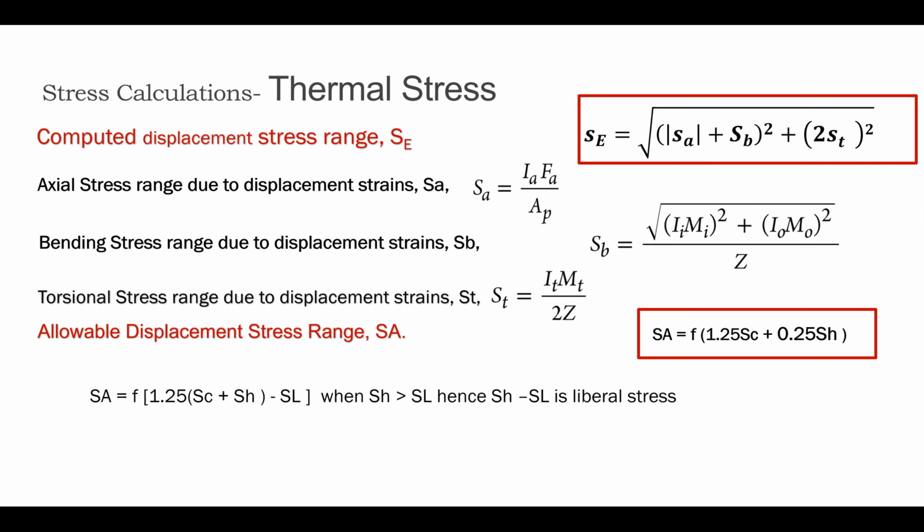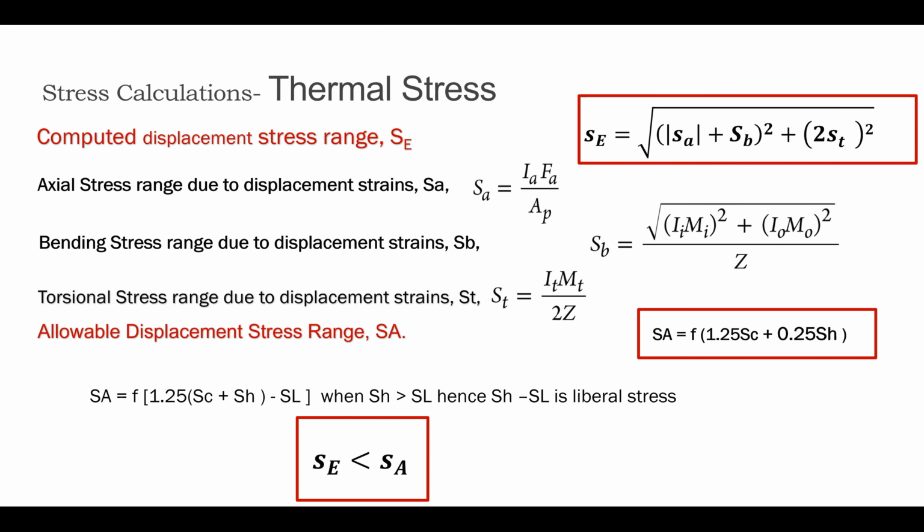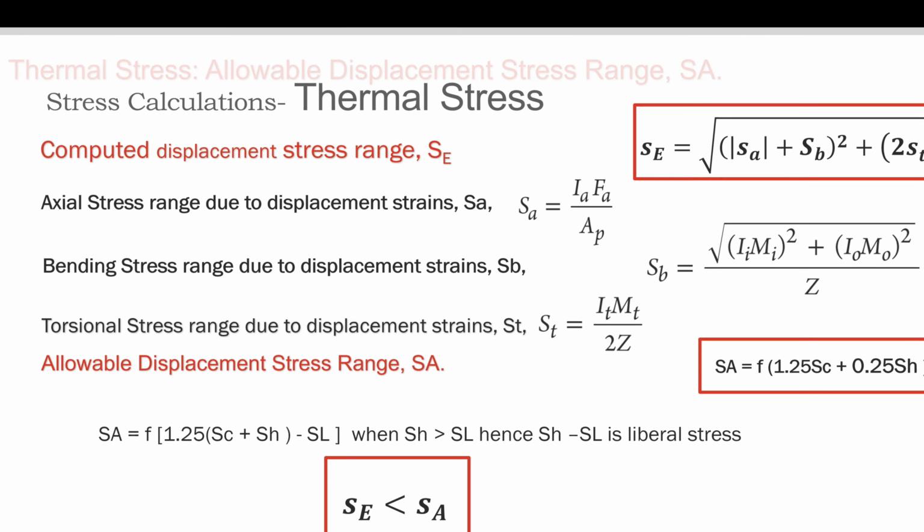The computed displacement stress range SE shall not exceed the allowable displacement stress range SA. Here SA is equal to F into 1.25 times SC plus SH minus SL. When SH is greater than SL, then SH minus SL is the liberal stress. So the code allows these two allowable stress ranges: one without liberal stress, the other with liberal stress. We'll discuss in the next slide what liberal stress is and whether we have to use it or not.